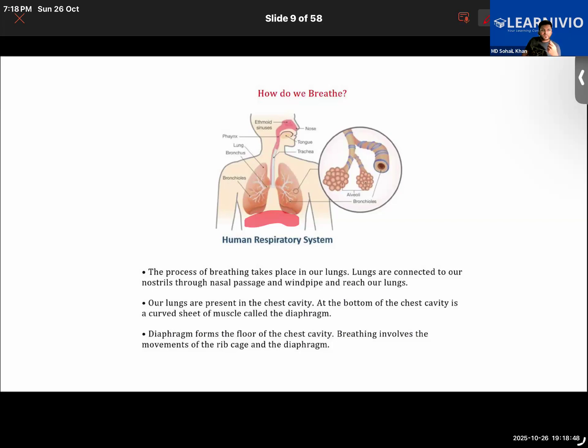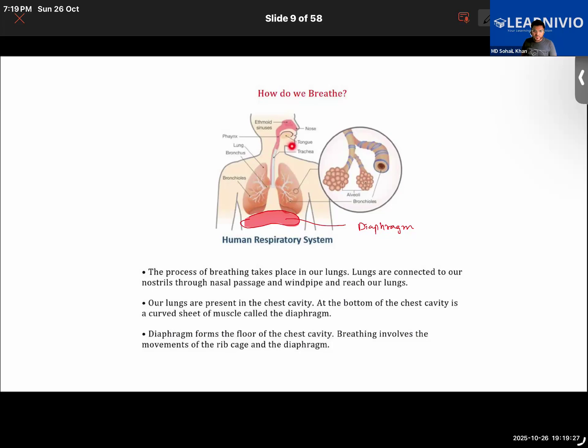The pharynx is also involved in it. Yes, the pharynx is involved. Good. And the larynx is also involved, right? Now, pharynx is there, larynx is there. Then we have the lower respiratory tract in which we have trachea, bronchi, and lungs. Then we have this muscular sheet called the diaphragm. One by one, we'll be learning about all of it. So that is the diaphragm.